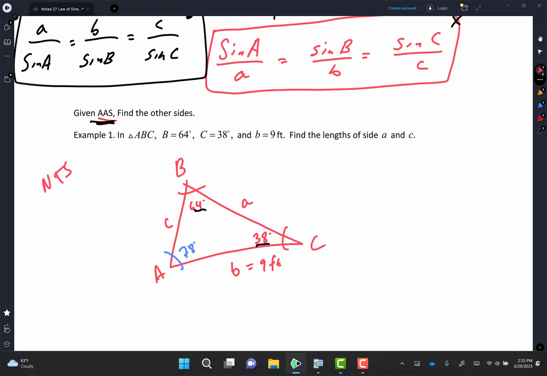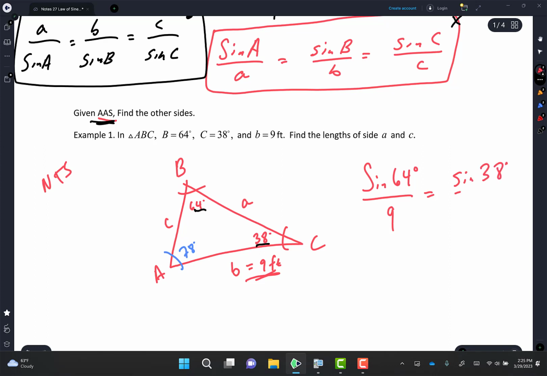Okay, here's how you use it. I would use the 64 degrees and the 9 because those are perfect, like there's an integer, and that's a perfect integer as well. So you go like this: sine 64 degrees over the 9 equals, and then which one do I want to find first? I'm going to find the C first. Sine 38 degrees over little c. I'm trying to find little c.